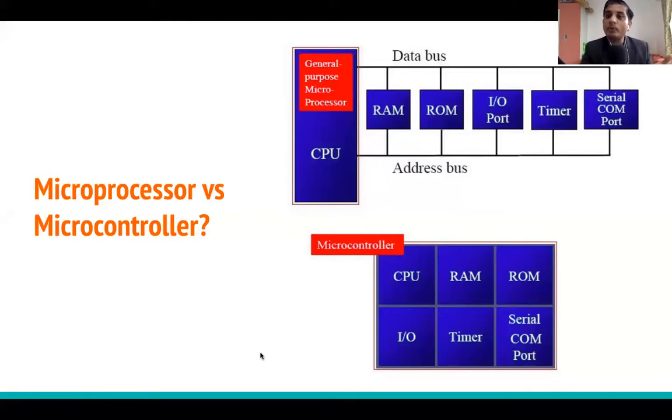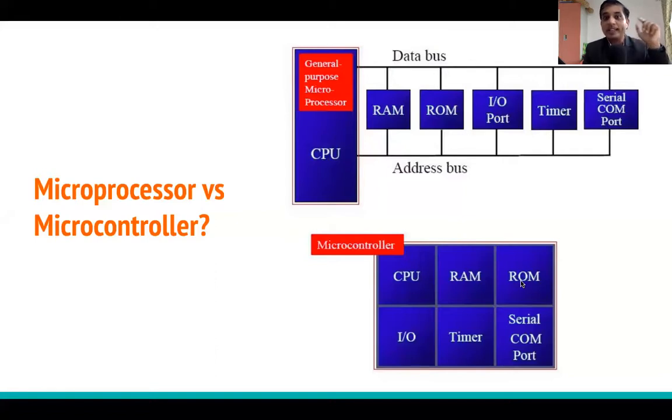Timer, in some cases we require timers to generate the delay, and some serial port for the serial communication. So if you have these, six ICs total for implementation only, the six ICs should be implemented in your PCB, printed circuit board. So what is the size of your project only to run your program? That is that big one.